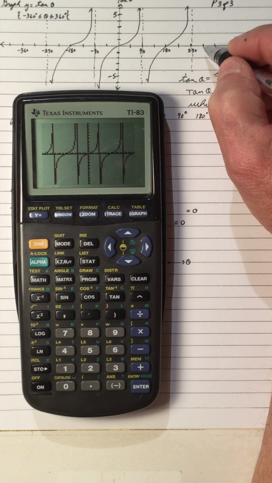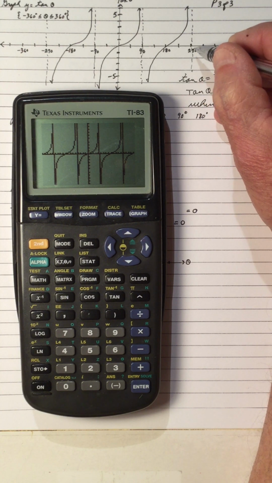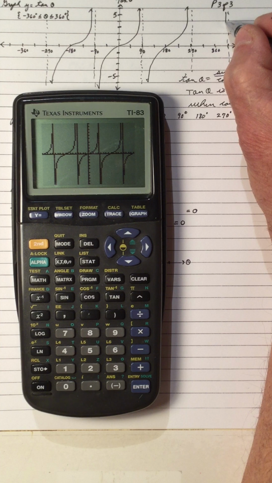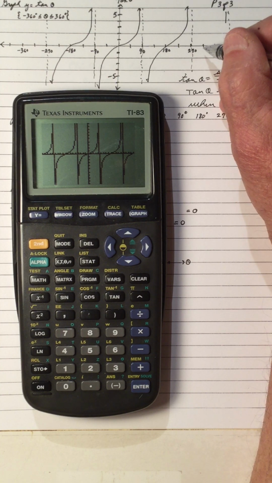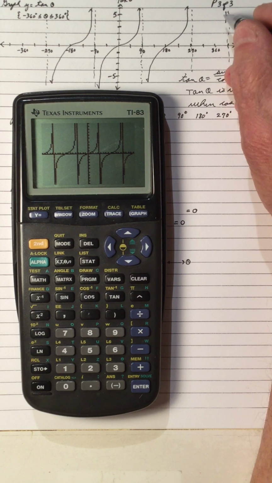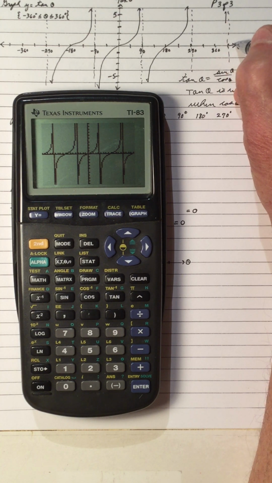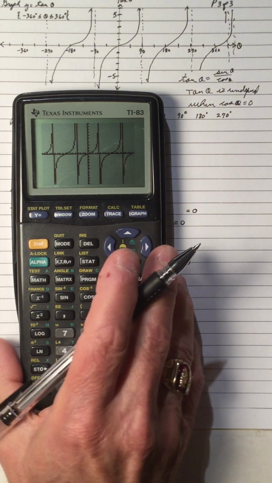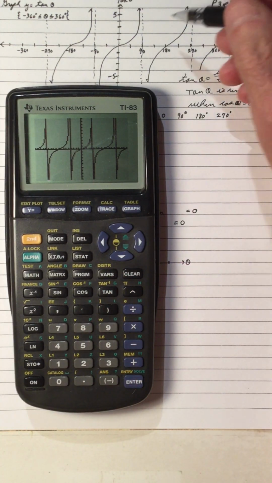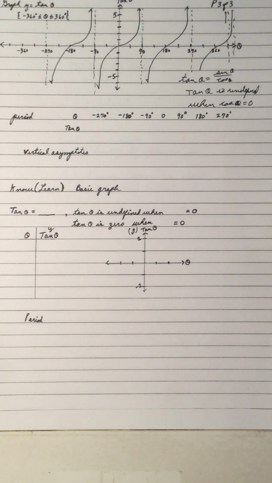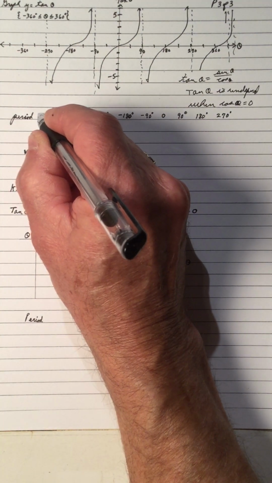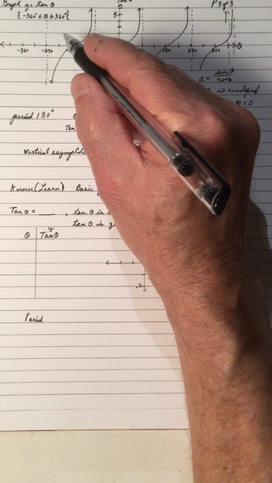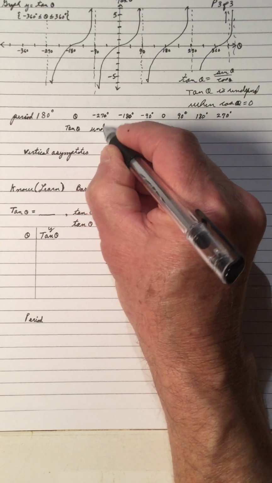So as you go this way, there's 180 here, then you get 270, 360. So we go over one more right here. It comes down like this into the three. Okay, so you can see the period of sine and cos is 360. The period of tan is 180. So at 270, it's undefined.